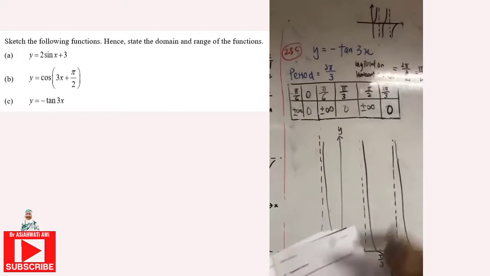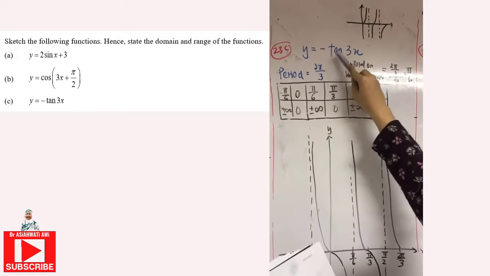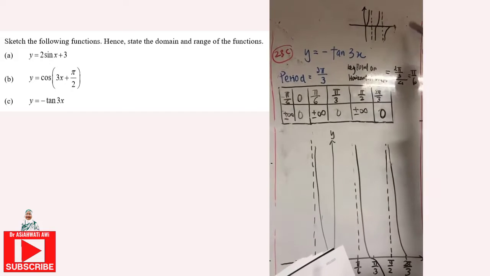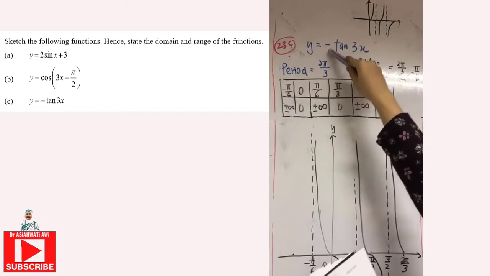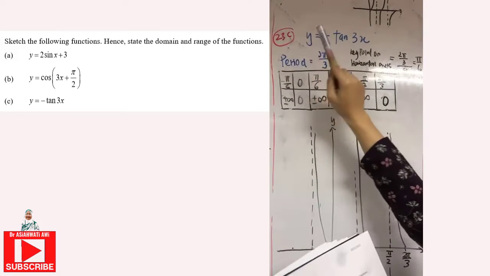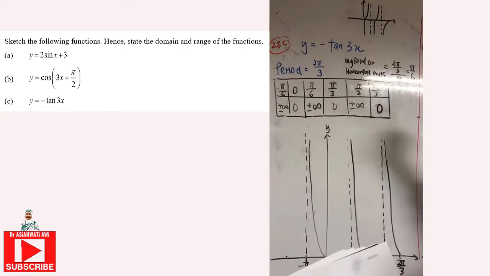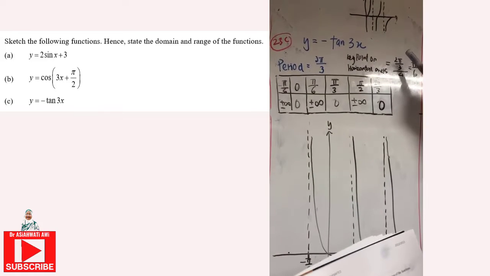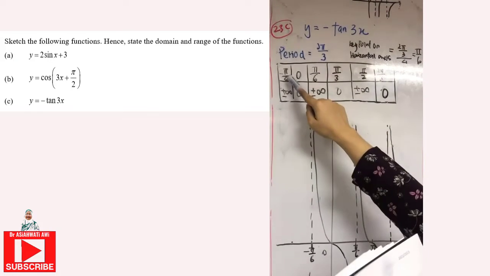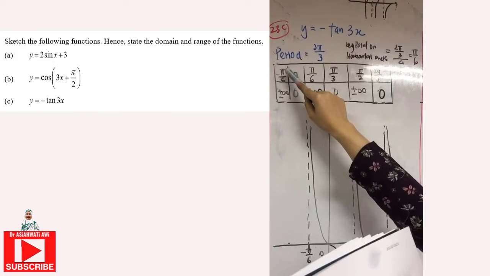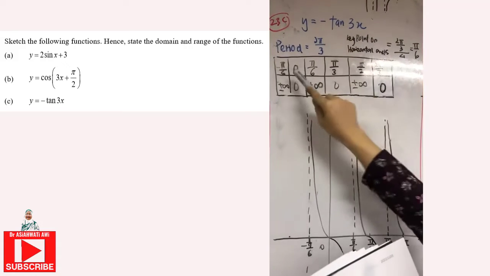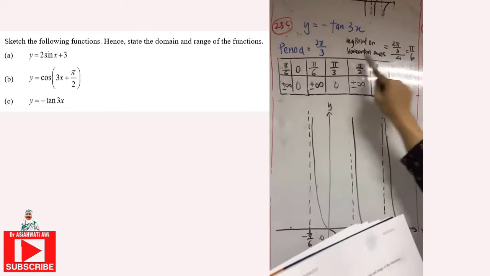For the next question, the question given is y equals negative tangent 3x. For the tangent graph, this is the normal graph, but the question given is negative, so later we need to reflect. First we find the period, which is pi divided by 3. Then the key point on the horizontal axis, which is the period divided by 4, equals pi over 6. So we start from negative pi over 6. To find the key points on the horizontal axis, we just add pi over 6: 0, plus pi over 6, plus pi over 6, and so on.